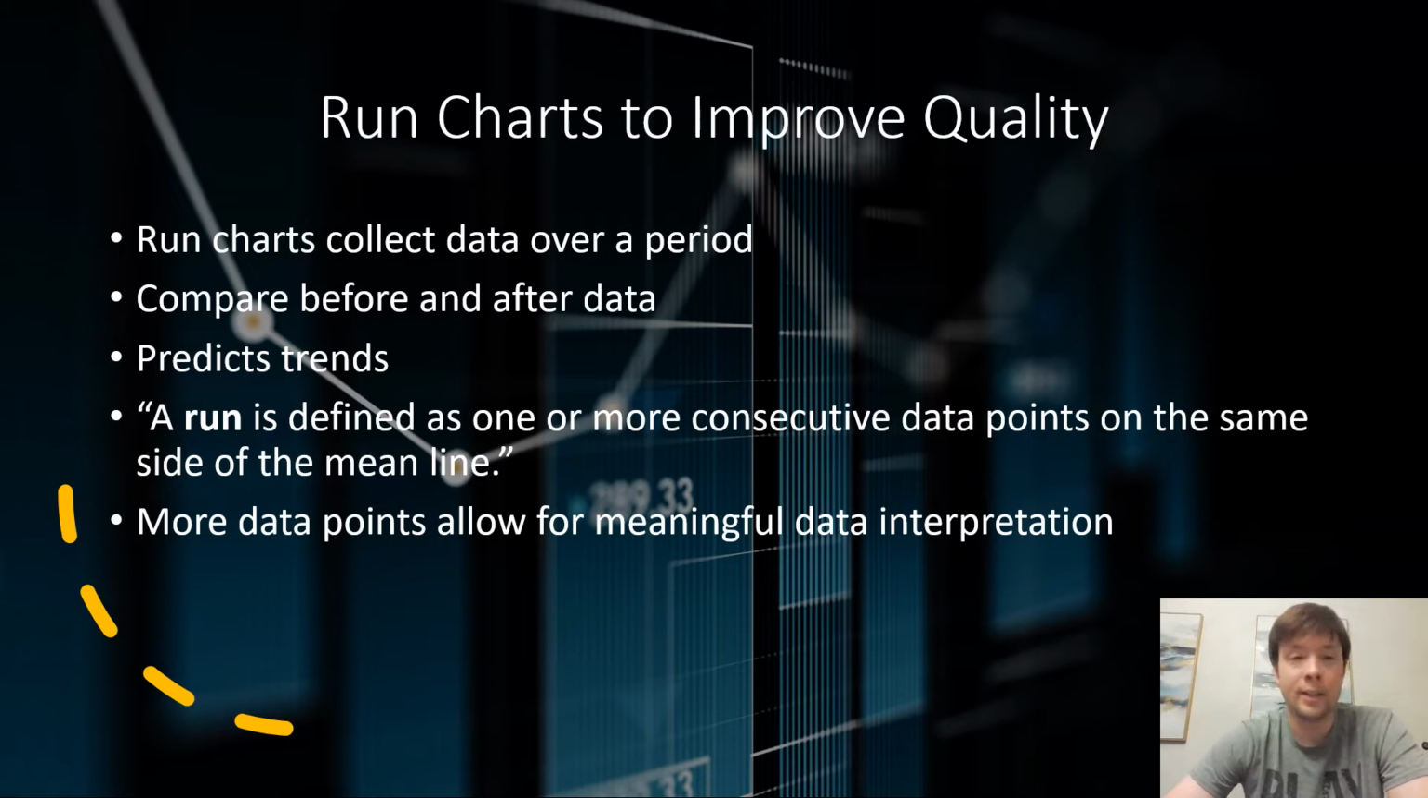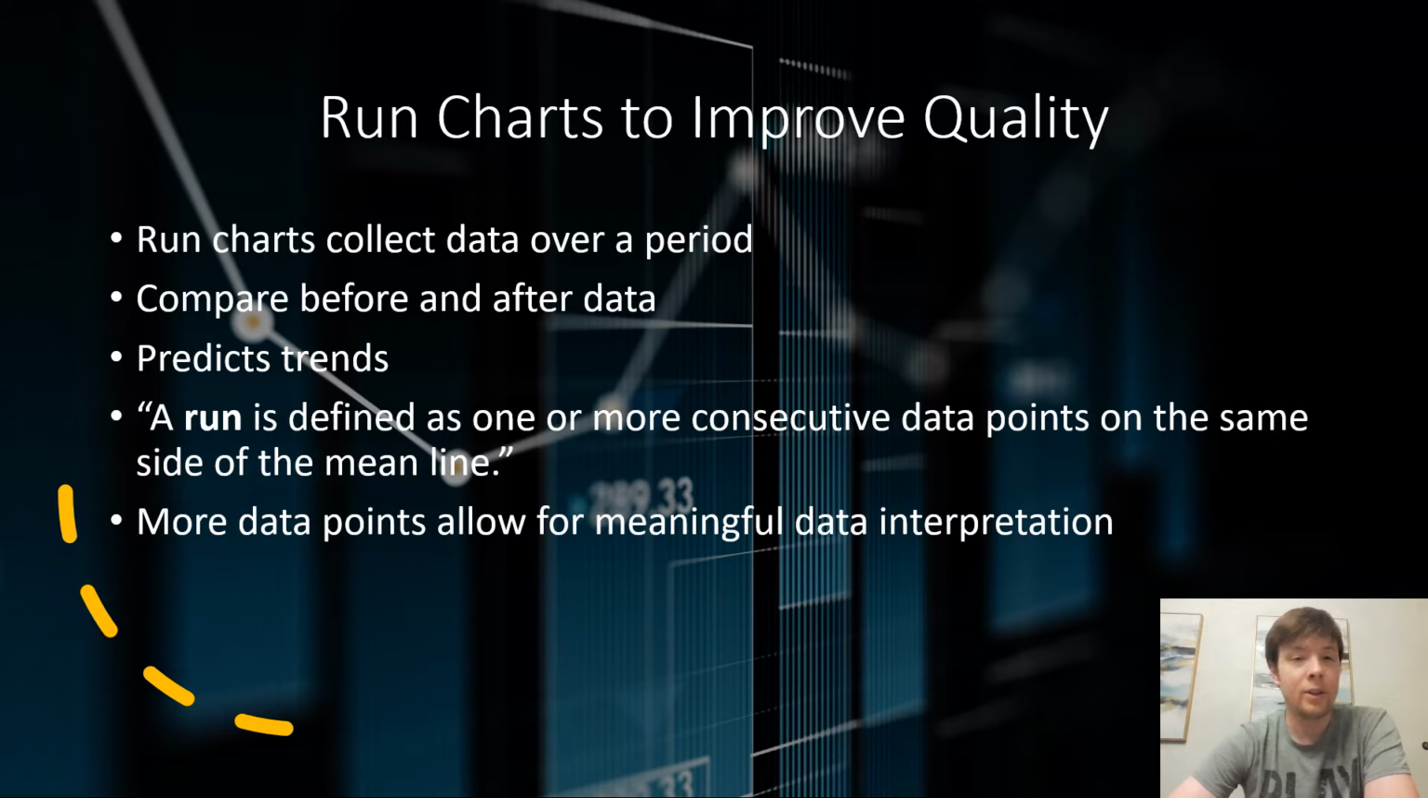Run charts collect data over a period of time that can be used to predict trends or compare other data. Utilizing run charts will give the ability for the data to be tracked over time and for changes to be made. So it compares data before and after. The more data available, the more meaningful the data will be when interpreted. A trend is defined as 6 or 7 consecutive increases or decreases in the data.